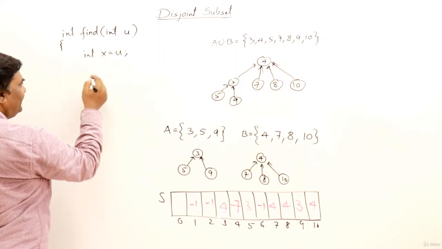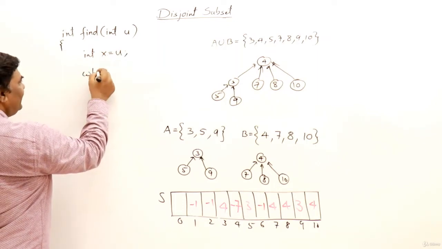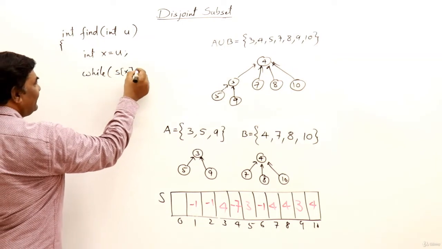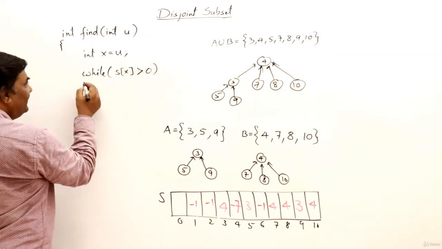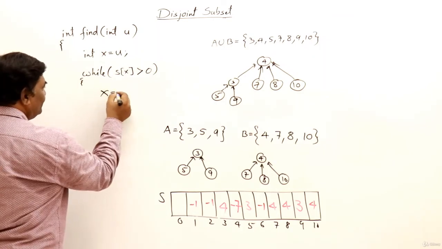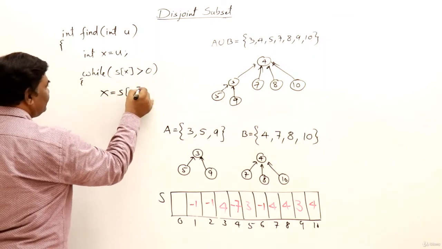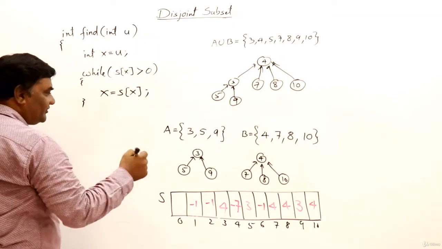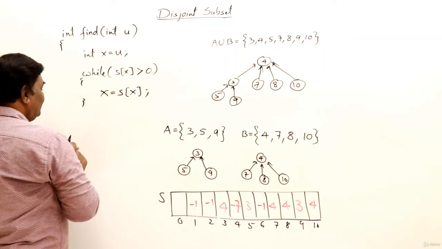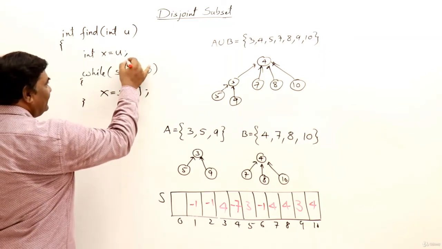Now with the help of x, I will do this. This can be done using a while loop. While s of x is greater than 0, meaning positive, what to do? Inside x, assign the value s of x. That's it. Simple.